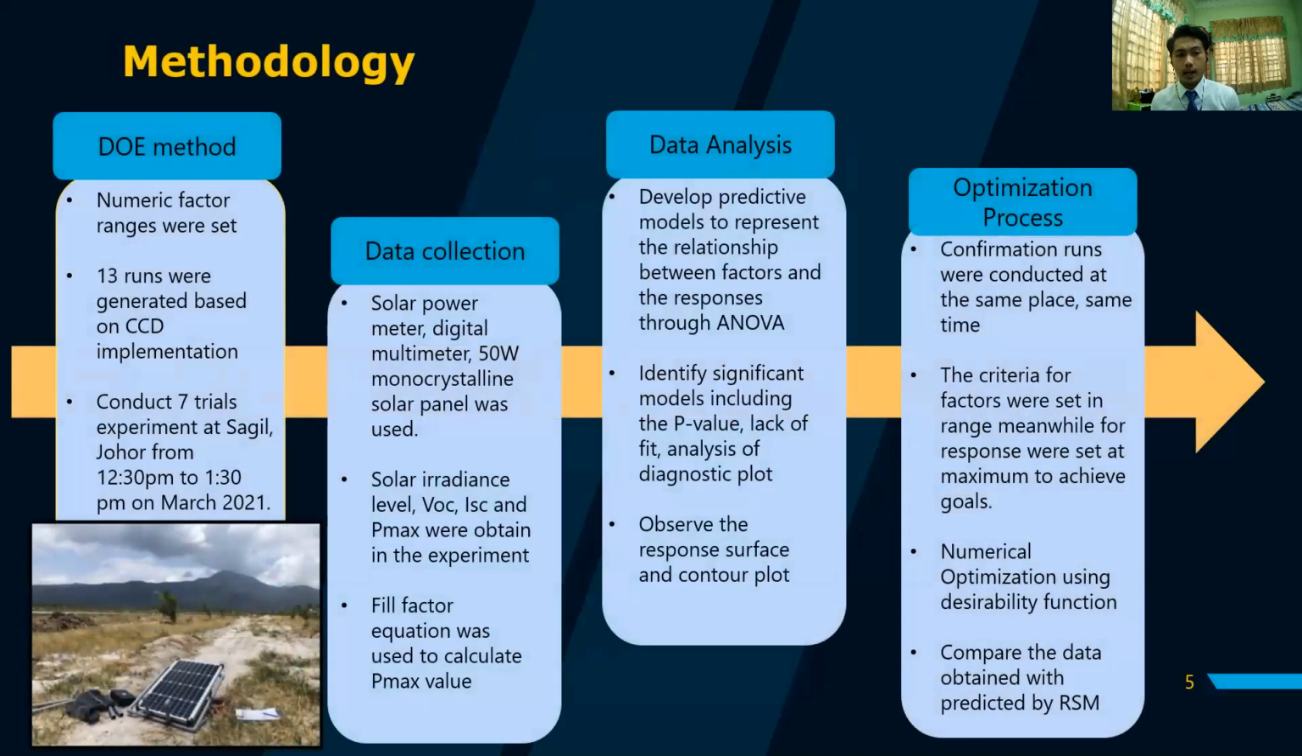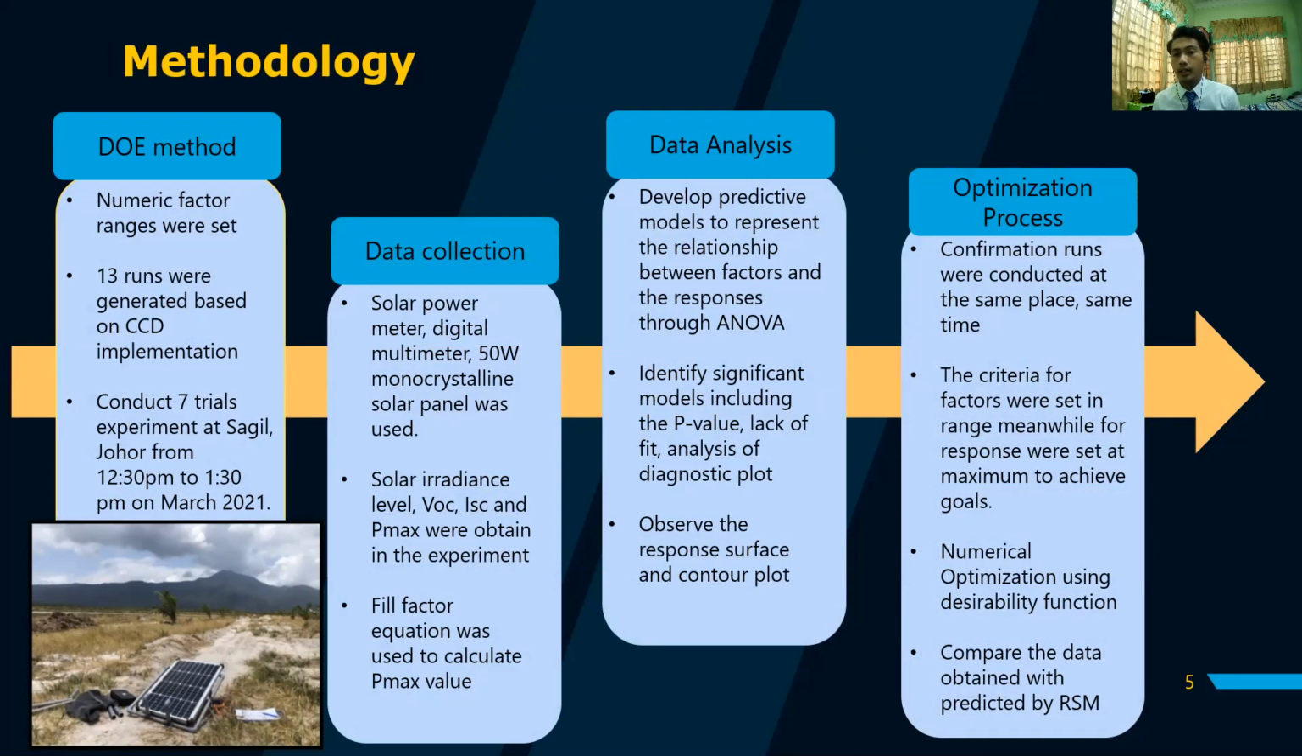So this is the method that I use for the DOE. The numeric factors range was set from 10 to 40 degree on the tilt angle and 52 to 300 for the direction. Basically, 30 runs were generated based on the CCD implementation. So for the data collection, I use a solar power meter, digital multimeter, and 50-watt solar panel. For the value of maximum power, I use the fill factor equation.